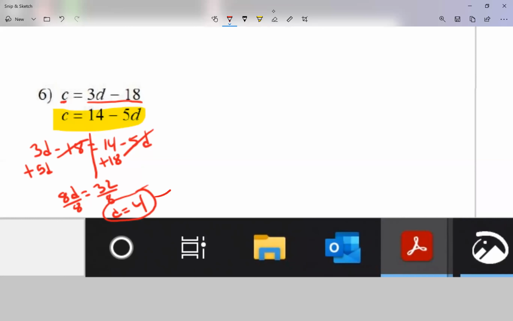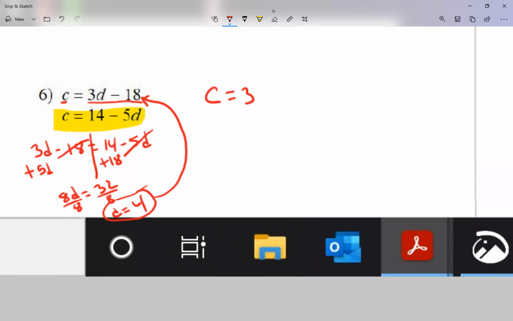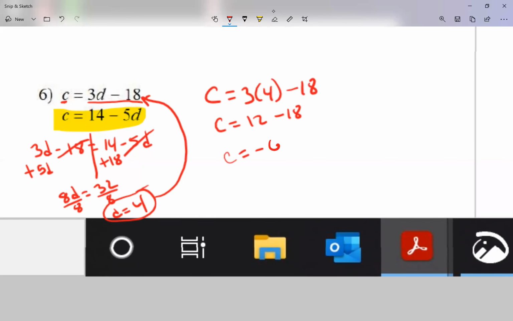Now let me replace this on the one where C was by itself. I'm going to rewrite that, but instead of D, I'm going to write a 4. So let me write this as C is equal to 3 times 4 minus 18. So I have that C is equal to 12 minus 18. So I have that C is equal to negative 6.